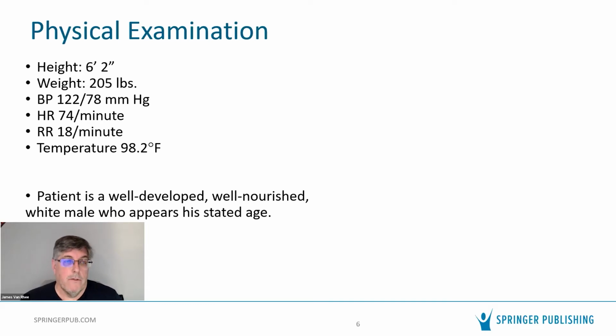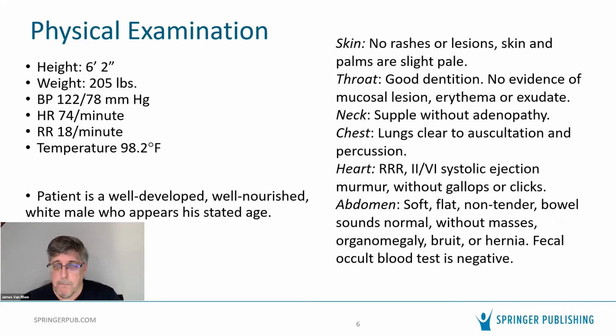So they get the vital signs and they can go through those. They see this is a well-developed, well-nourished white male who appears his stated age. And then you can give them the rest of the exam based on what they asked for. Now, if you direct this as a discussion, which is the way I like to do it, I don't let them see everything if they didn't ask for it.